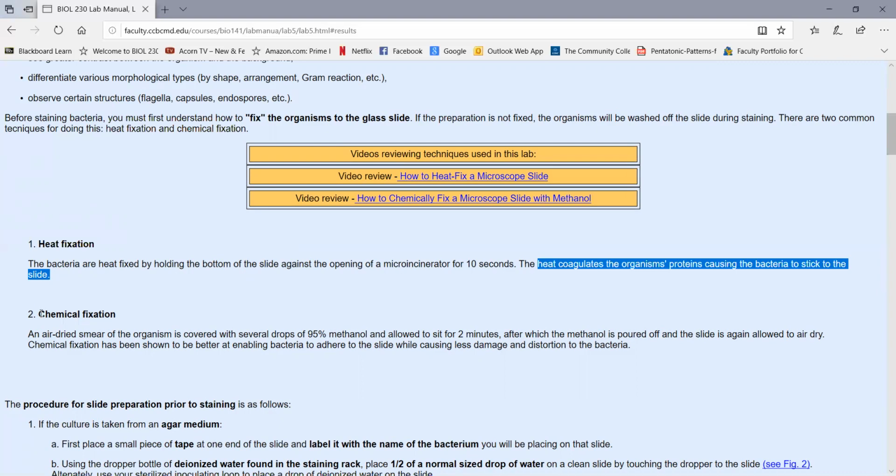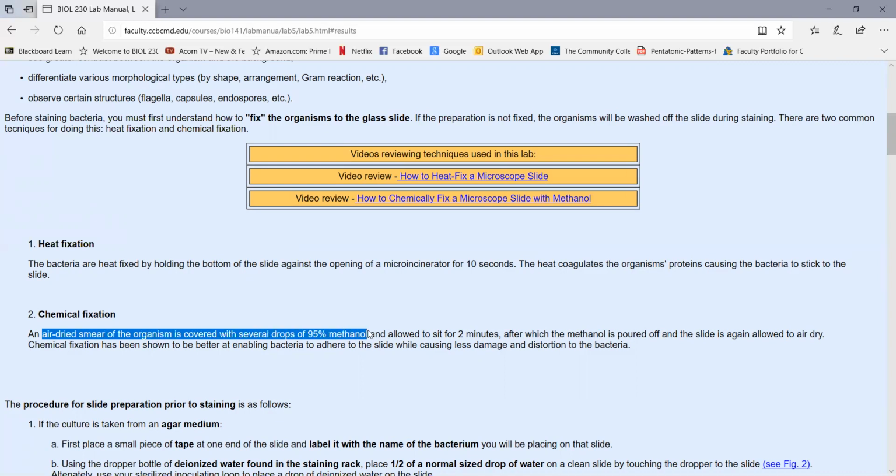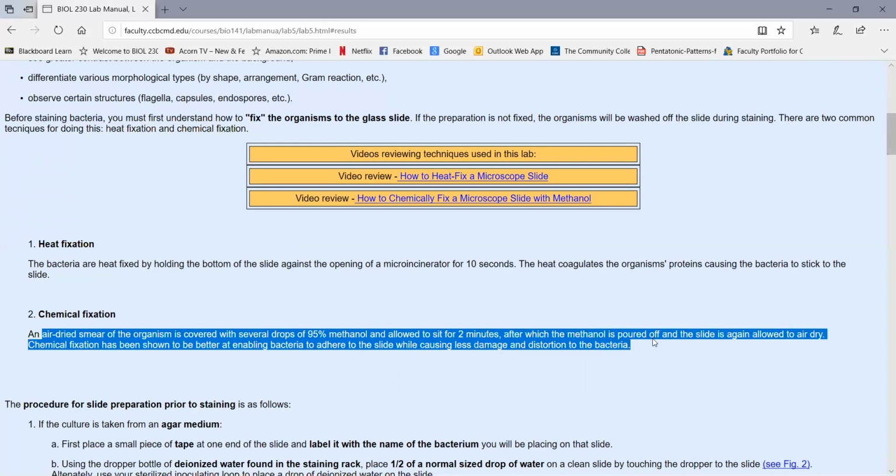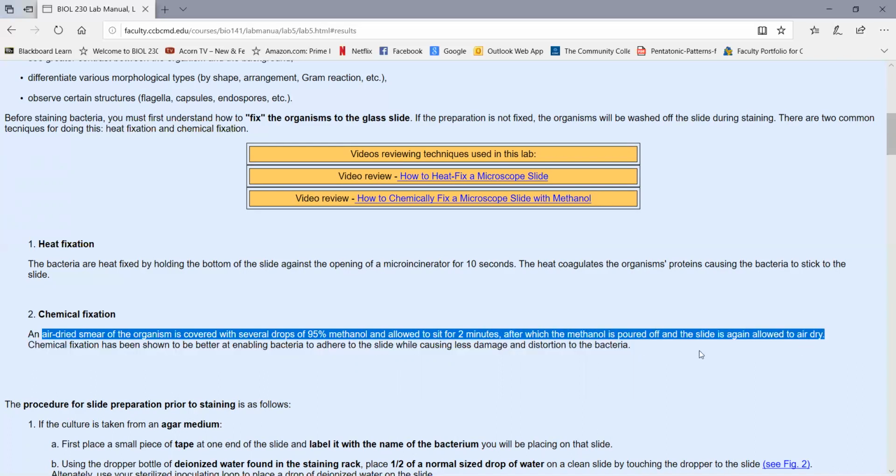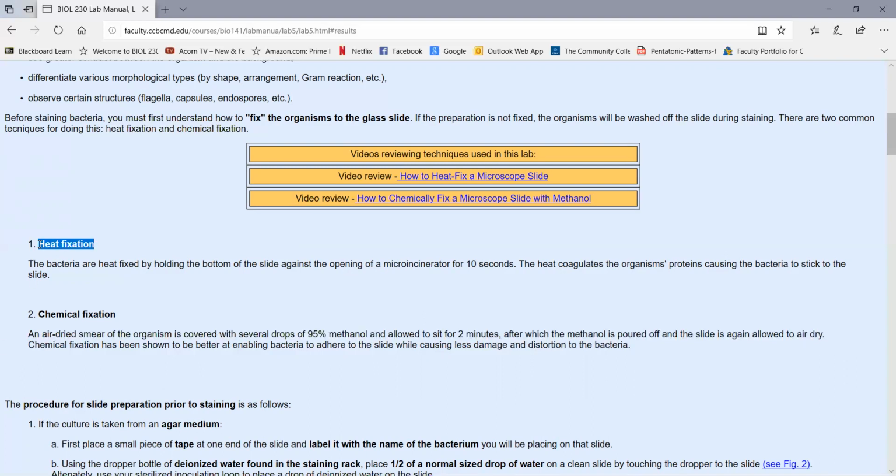Now we can also use chemical fixation, where we take an air-dried smear of the organism and we cover it with 95% methanol. Let that sit a couple minutes. Pour off the excess methanol and let it air dry. And in this case, the methanol causes proteins to stick to the slide. Now, this actually causes less damage to the bacteria and is a little better at sticking microorganisms to the slide, but the methanol does have to be very fresh, and it does take longer to do this fixation procedure. So we're going to be using the heat fixation in our labs, the first one.